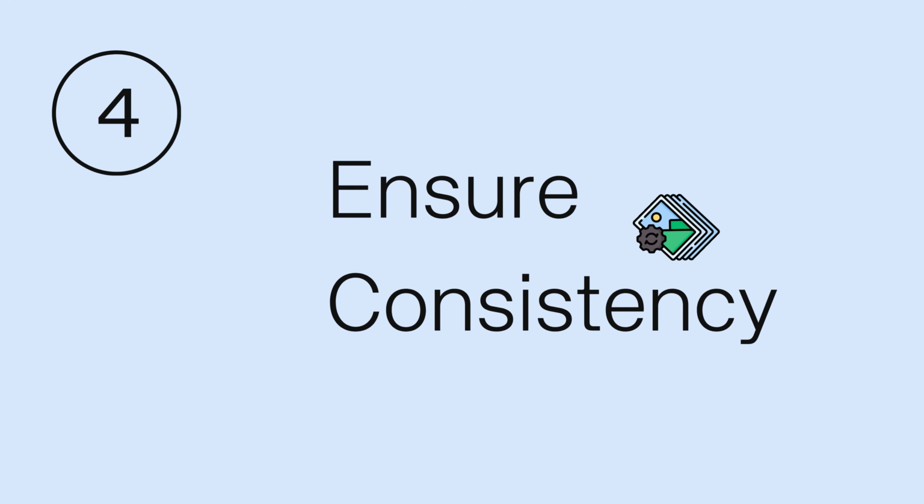Tip number 4, use a consistent style. Maintain a consistent style for all images across the website. These could include the use of similar filters, color schemes, or compositions. Consistency helps create a cohesive and professional look, enhancing the overall visual harmony of the website.